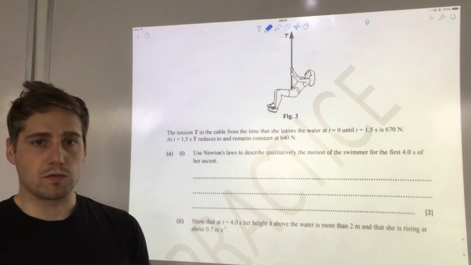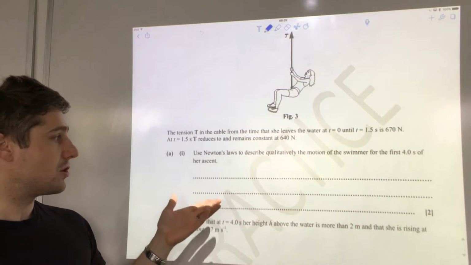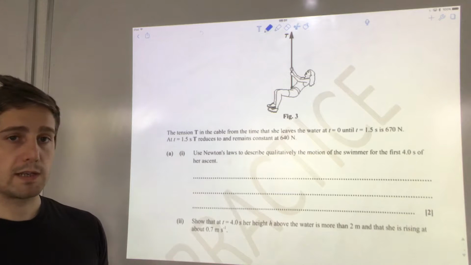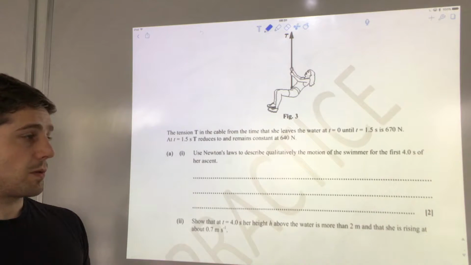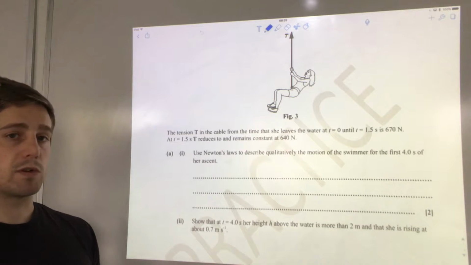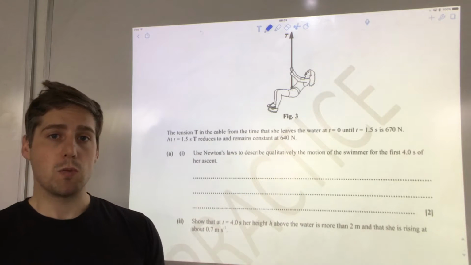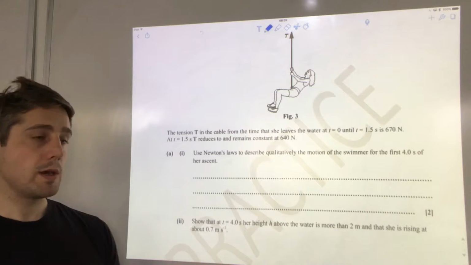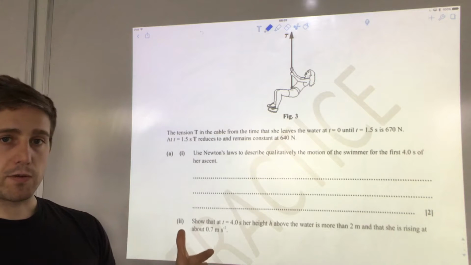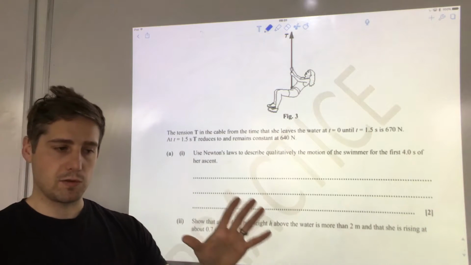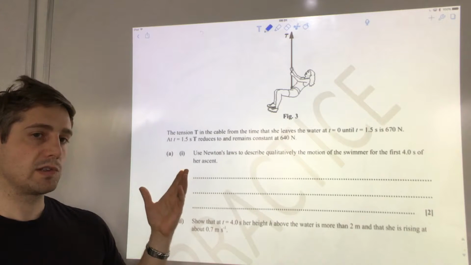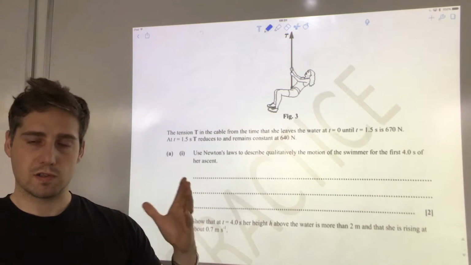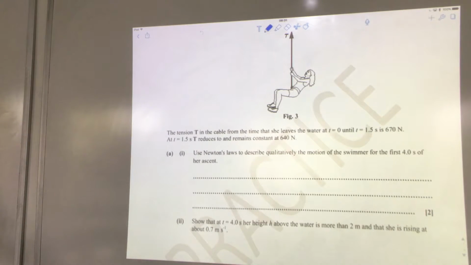The first question requires us to use Newton's laws of motion to describe qualitatively the motion of the swimmer for the first 4 seconds of her ascent. So qualitatively means we don't need to give any values here. We don't need to do any calculations. We just need to describe what's going on in words.